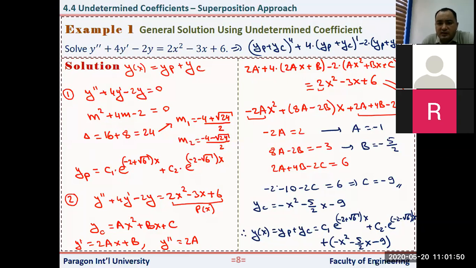I can reorganize this one, right? This yp double prime plus 4 times yp prime minus 2 times yp is equal to 0, right? If you just substitute this thing here. And this complementary solution, because of this, if you substitute here, it produces this g of x. Okay? And this method is called, what is it? Method of undetermined coefficients.